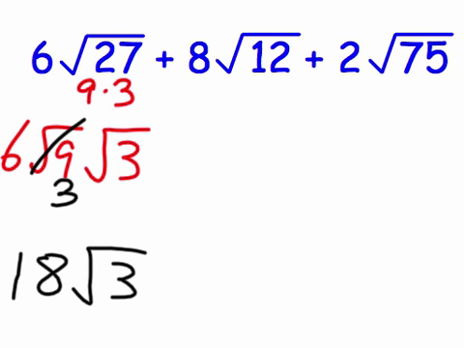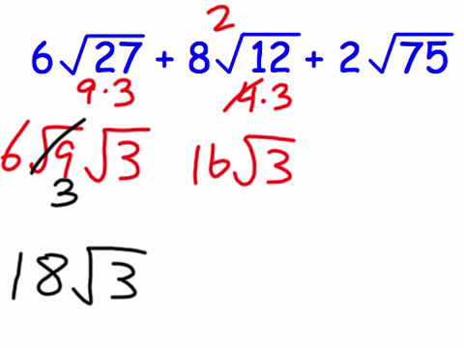That's what that one simplifies into. Go to the next one. 12. It's got a perfect square factor of 4. So 4 times 3. I'm going to do this one a little quicker. The square root of 4 is 2. And 8 times 2 is 16. So I got 16 root 3.